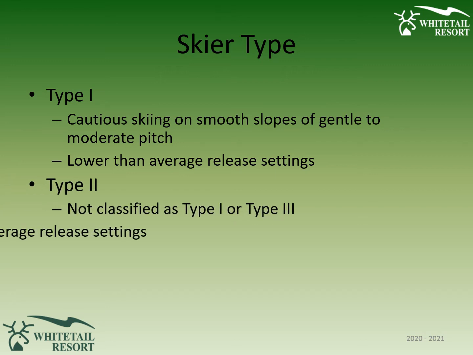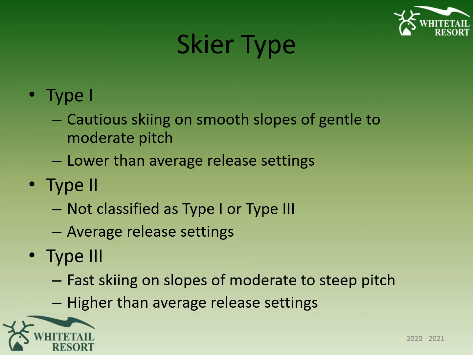Type 2 skiers tend to have more experience and improved skills than Type 1 skiers, but do not have the skills and more aggressive style of Type 3 skiers. Most skiers fall into the Type 2 category. Type 3 skiers are advanced skiers. Their skiing style is more aggressive and faster than Type 2 skiers, thus the DIN is set higher than average.